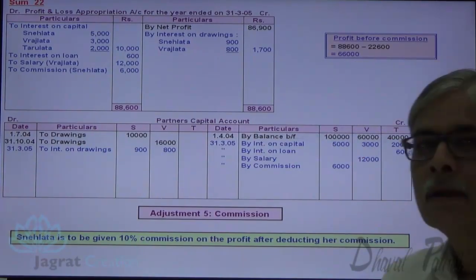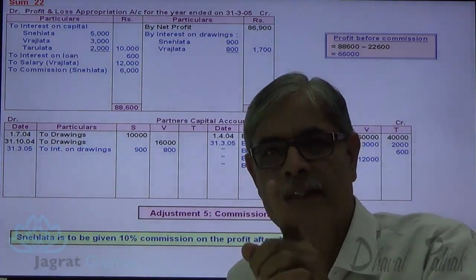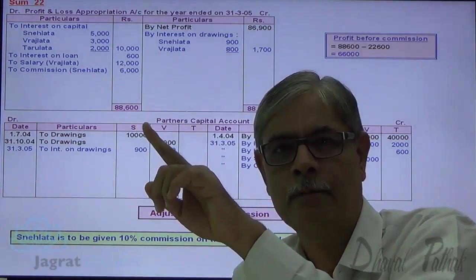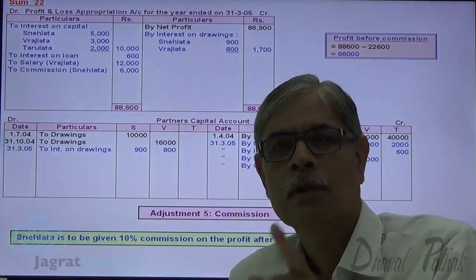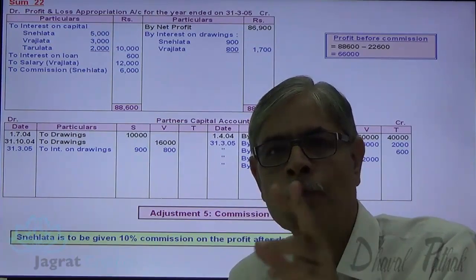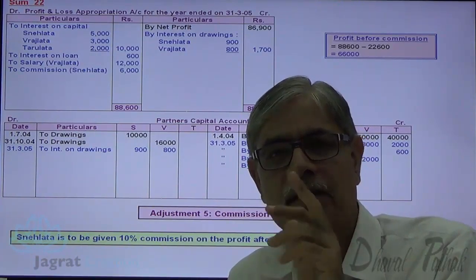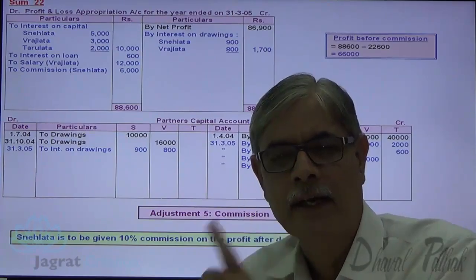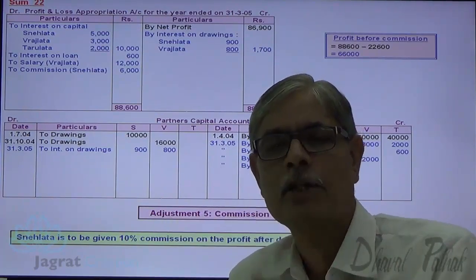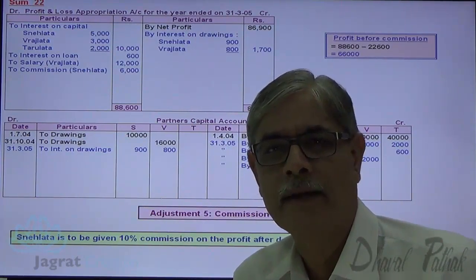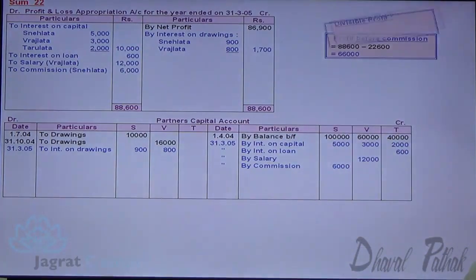Now, what is the divisible profit? 66,000 was the profit before commission. Commission paid 6,000. Profit after commission 60,000. That has to be distributed amongst partners as agreed. Half the profit in capital proportion, half the profit in the ratio of 2:2:1 that you know very well. Let us work it out.